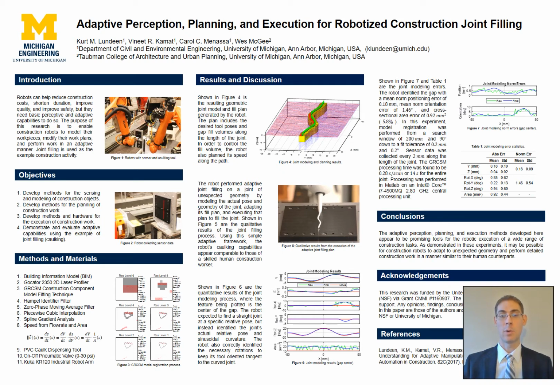As you can see in Table 1, the robot identified the gap center with a mean positioning error of 0.18 millimeters and orientation error of 1.46 degrees, which is sufficiently accurate for a wide range of construction activities. To summarize, the adaptive perception, planning, and execution methods developed here appear promising for the robotic execution of a wide range of construction activities.